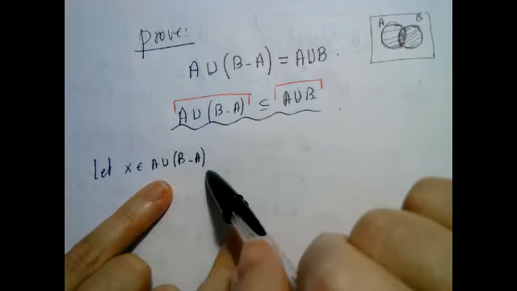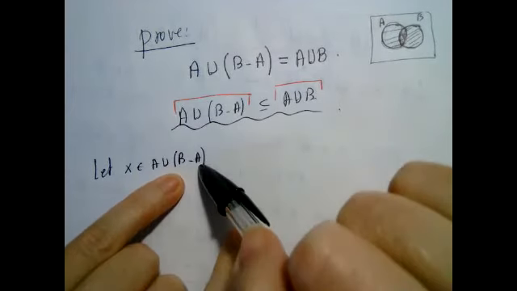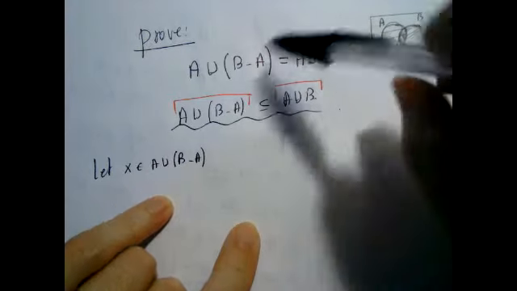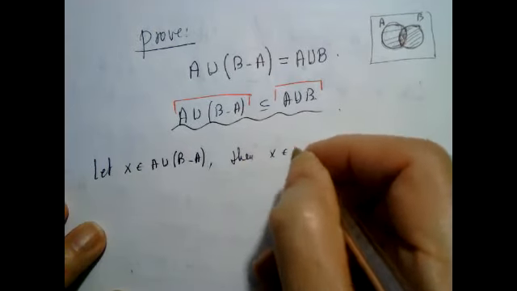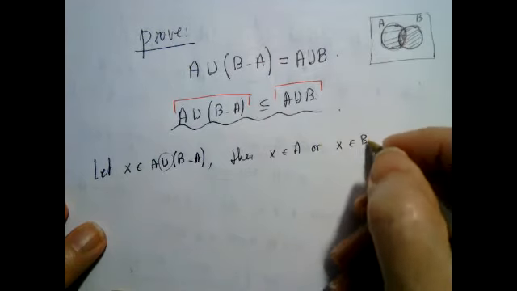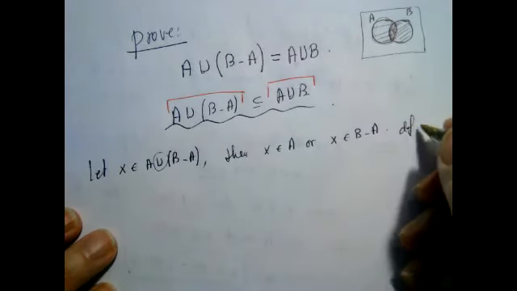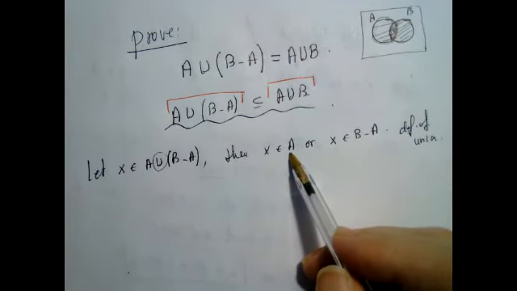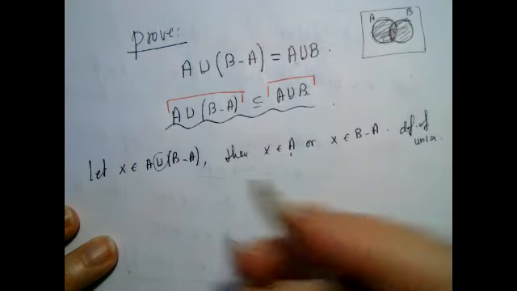Suppose X is in A union B minus A. Means either it's in A, so it's in A union B, or in B minus A. But if it's in B minus A, it is in B. Therefore, it's in A union B. Okay, so let's do that. Let X be in A union (B minus A). Then X is in A or X is in B minus A. Definition of union. So I actually don't know where my X is. It's either in A or it's in B minus A. So I take 2 cases.